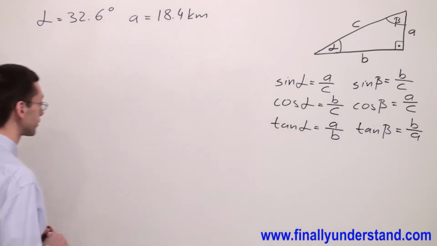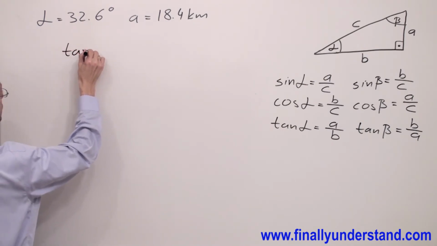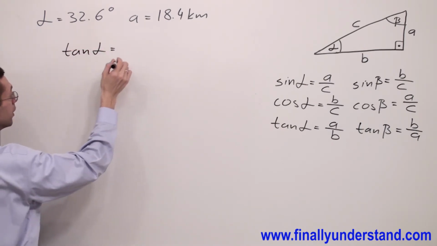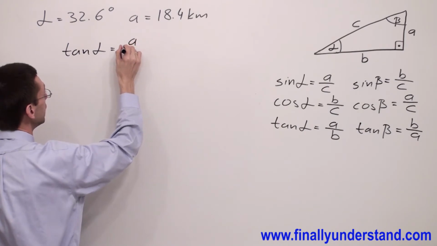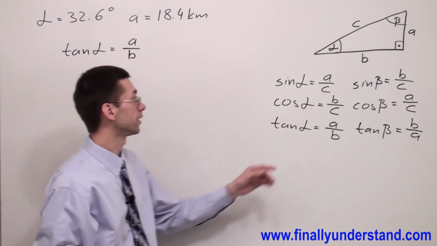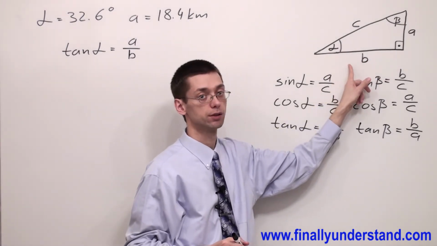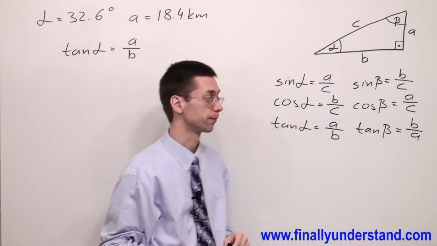Okay, so we have tangent alpha is equal A over B. Opposite side to angle alpha over the adjacent to angle alpha. This is the tangent.